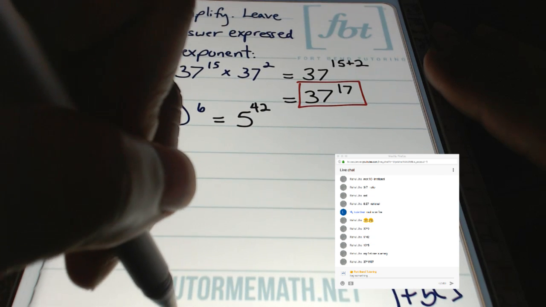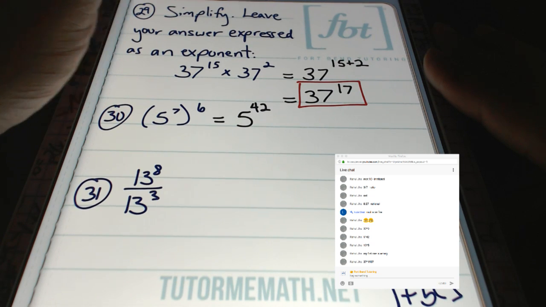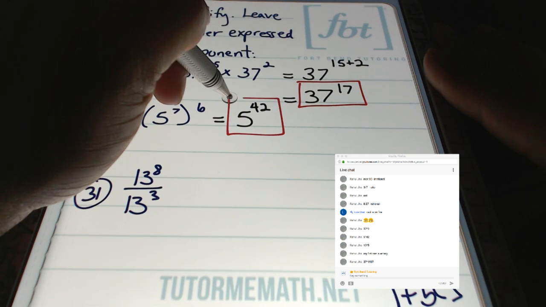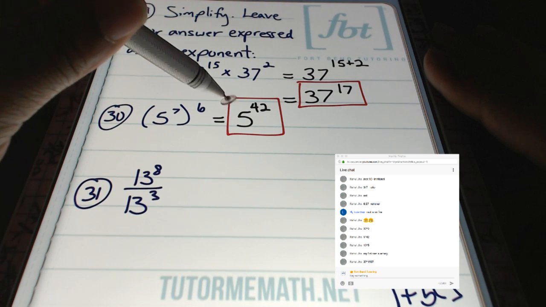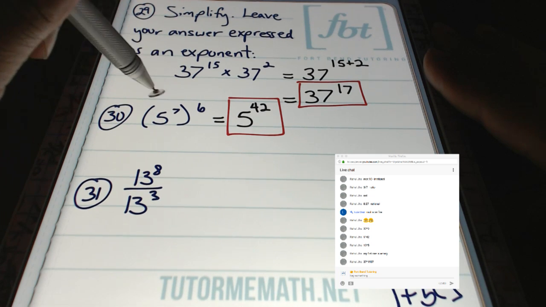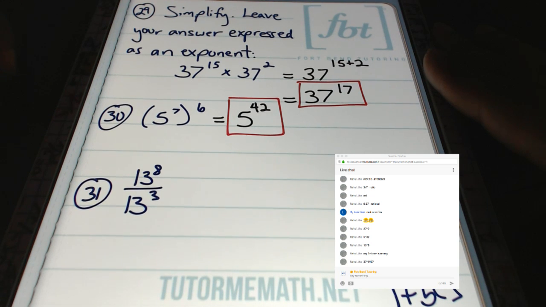Good job. And we will red box it. Notice that they have in the directions here to leave your answer expressed as an exponent. So that's why we didn't have to evaluate these very large numbers that you would end up with. They just said to leave it in exponential form. So here's our answer for problem number 30: 5 raised to the 42nd power. All you had to do, because you had a monomial raised to a power, is multiply all of the exponents. Done and done.